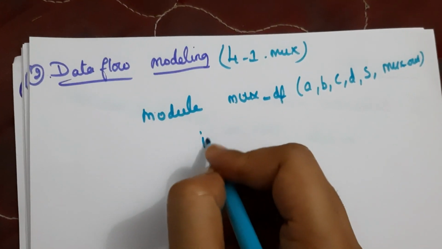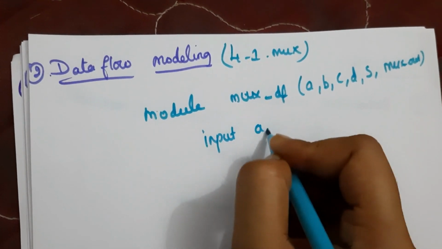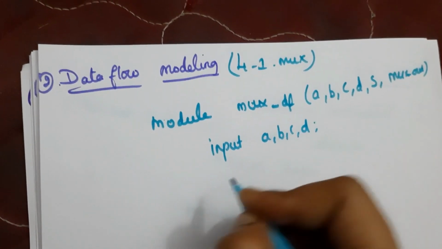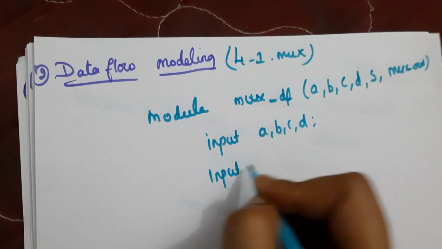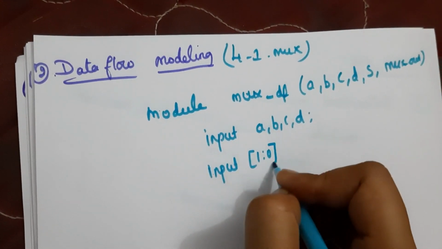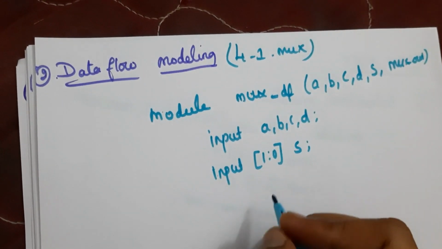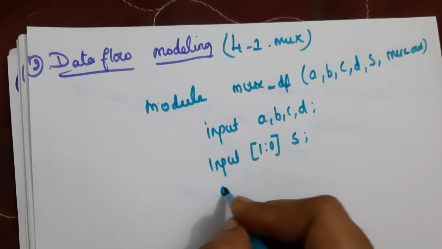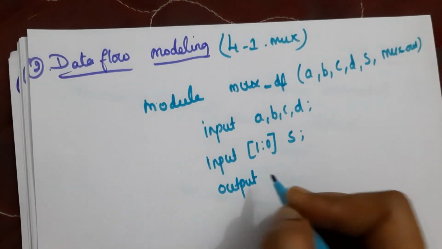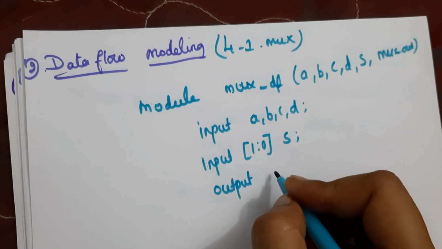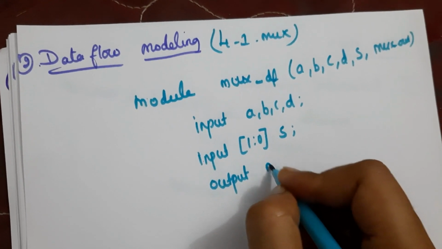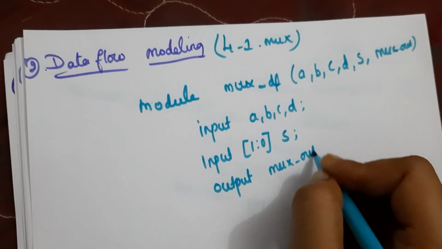Similarly we have to declare the input and output ports. Signal S is 2 bits in length, so 1:0. Another one is the output, and here there is no need to give the reg keyword. We just mention the output as output.